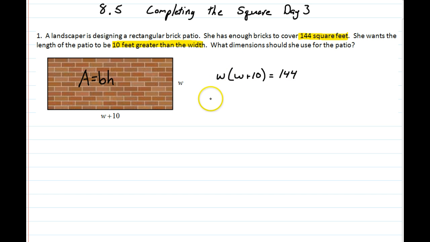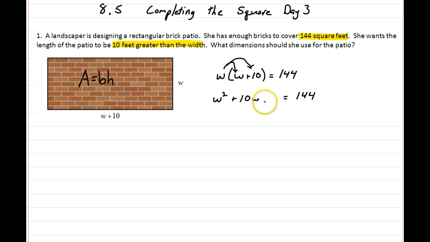So we multiply the W in. W times W is W squared. W times 10 is 10W. And so now we've set up our equation so that we're going to be able to complete the square.